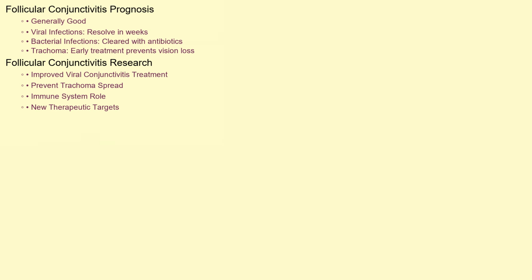The prognosis for follicular conjunctivitis is generally good, especially when it's caused by a viral infection. Most cases resolve on their own within a few weeks. Bacterial infections typically clear up quickly with antibiotic treatment. Trachoma, if left untreated, can lead to serious complications, including blindness, but early diagnosis and treatment can prevent vision loss.